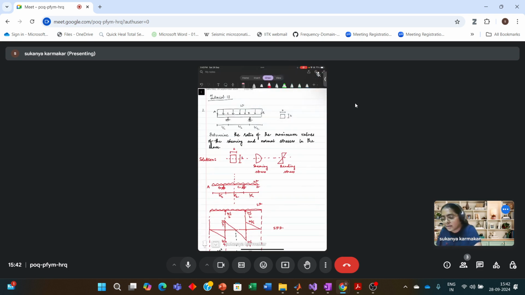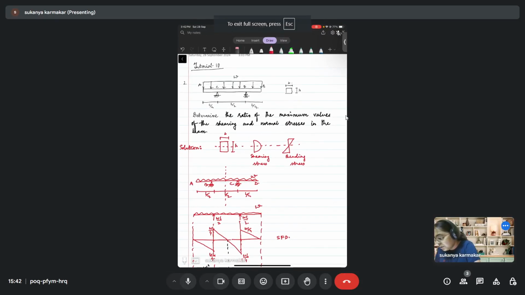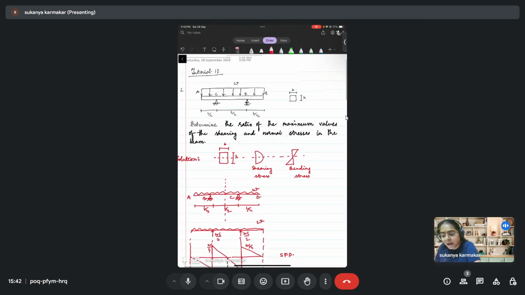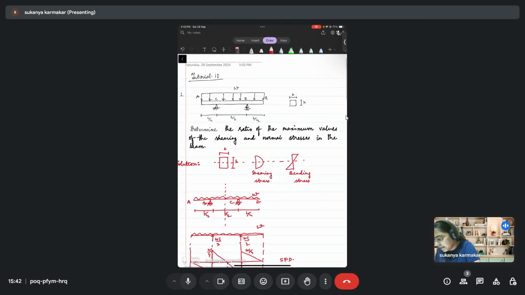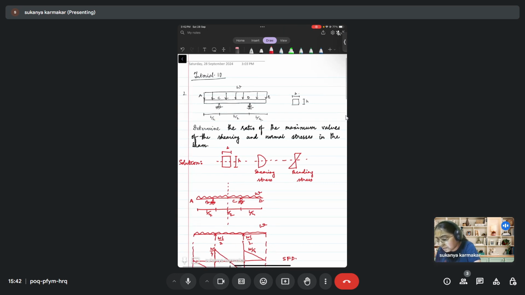So this is the first question. I'll just make it full screen. Okay, so in this question, you have a beam A, B, C, D, which is subjected to a UDL, and the cross section of the beam is given. The height is h and the width is v, and the various spans have been mentioned. You have to determine the ratio of the maximum values of the shearing and the normal stresses in the beam.